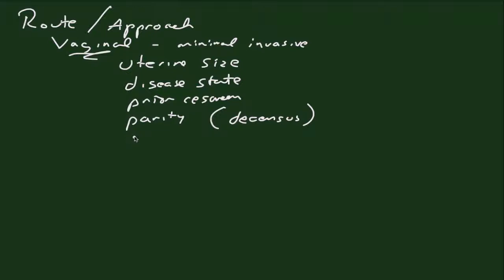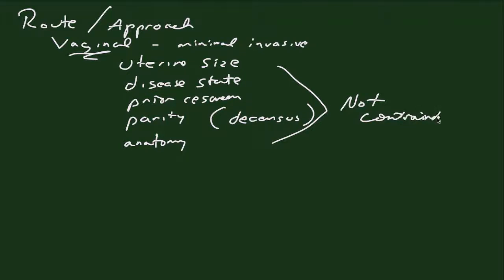Another consideration which relates to the uterine size is just the anatomy of the uterus, presence of fibroids, things like that. Now, all of these need to be considered, but they're not contraindications. You can have a nulliparous patient with a large uterus and even with a malignant disease, and a vaginal hysterectomy might still be the right choice for her, just depending on the skill of the surgeon, the experience of the surgeon, and the type of disease that's present. But these are all things you do need to consider before deciding on a vaginal hysterectomy.